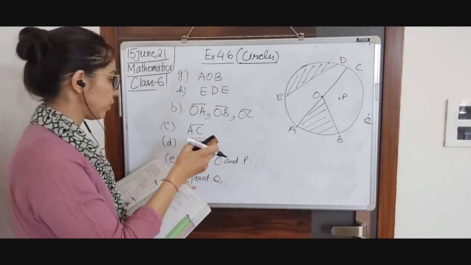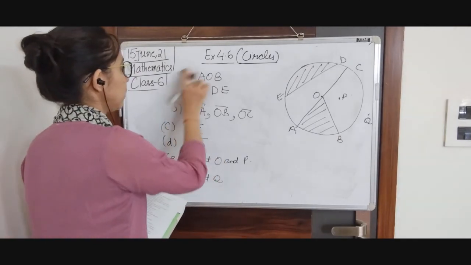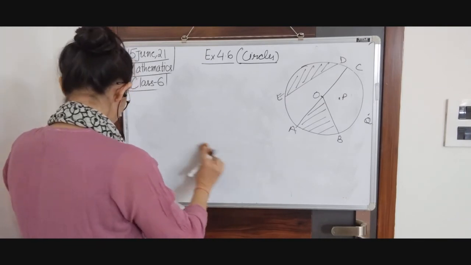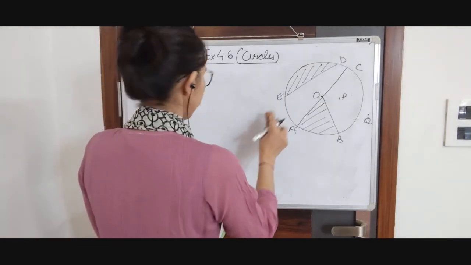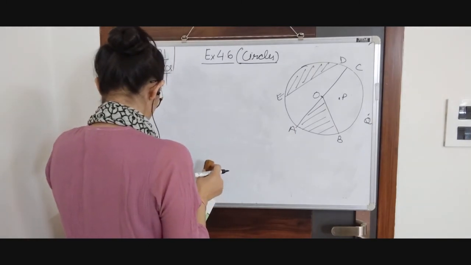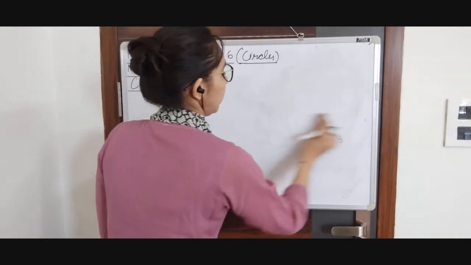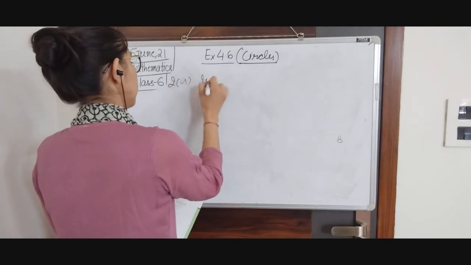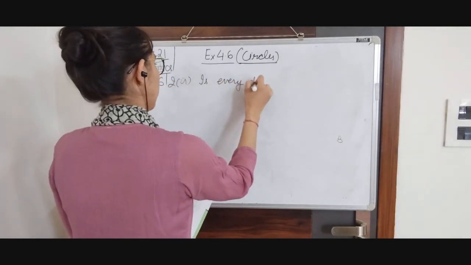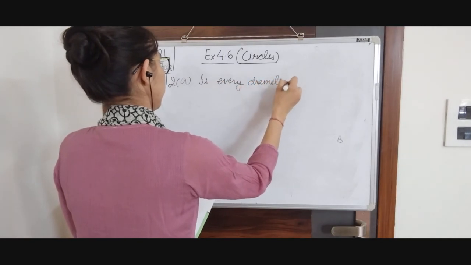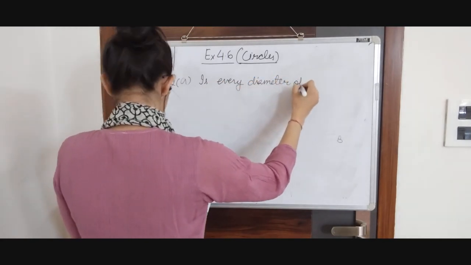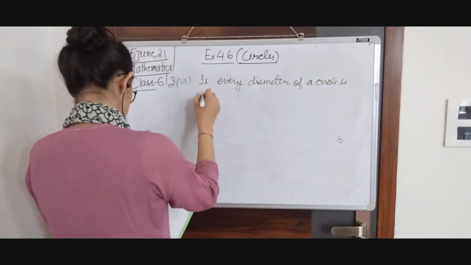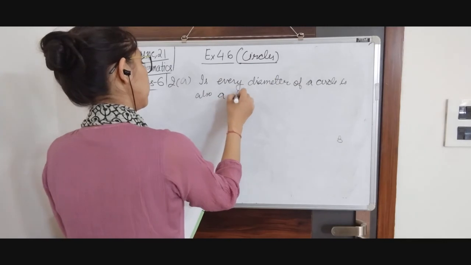Now we are moving on to question number 2. Question number 2 has two parts. Part A: is every diameter of a circle also a chord?